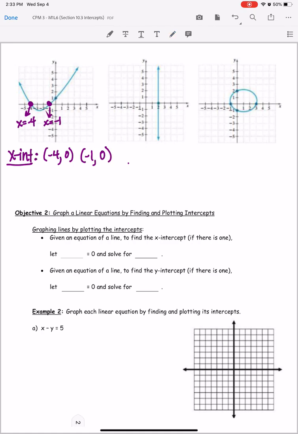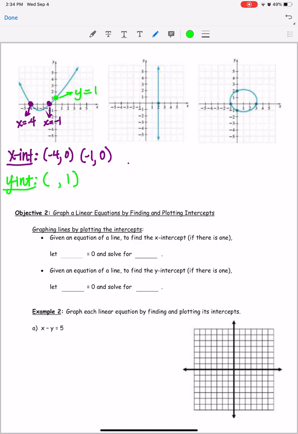So then, find the y-intercept. Where is this graph crossing my y-axis? And this is at y equals 1. So what is that as an ordered pair? Well, the y is 1, so you've got 1 in place for your y coordinate. So then your x coordinate is 0.